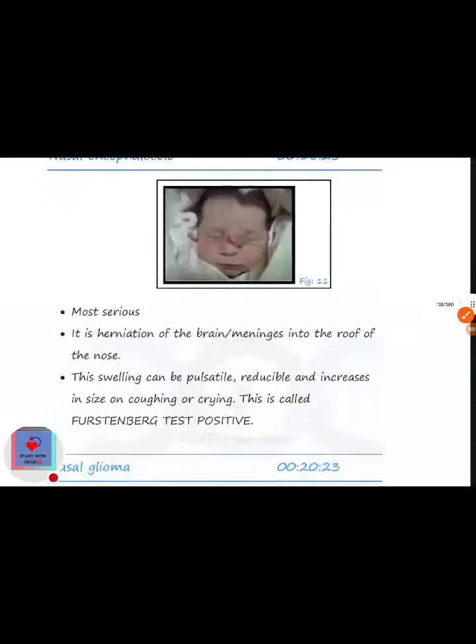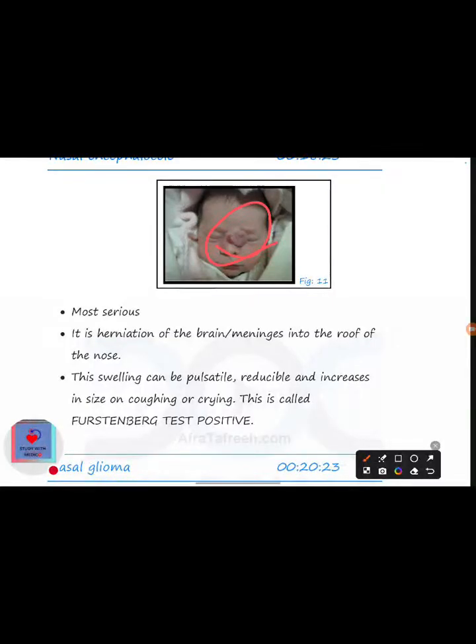Nasal encephalocele. It is most serious because along with the cyst there is a herniation of brain and meninges into the roof of the nose. This swelling can be pulsatile, reducible, and increases in size on coughing or crying. So this is called Furstenberg test.